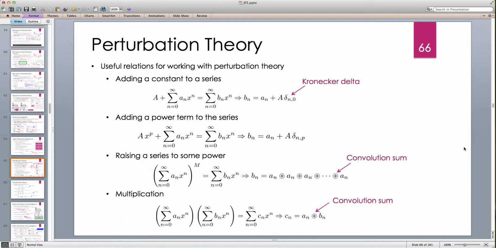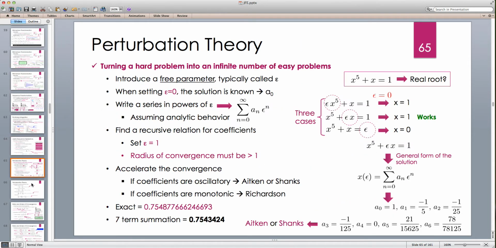And then we said that the general solution of x cubed plus epsilon x equals 1, we can write as a power series of epsilon, and then we found the first few terms, a0, a1, a2, a3, a4, a5, a6. In the Java code we actually run the bisection method on this equation, and we found the exact solution, which is 0.754877, etc. Then we sum these first 7 terms of the perturbation theory, and we ended up with 0.7543. The exact one is 0.7548. So up to 3 decimal places of accuracy, which is a very good thing.